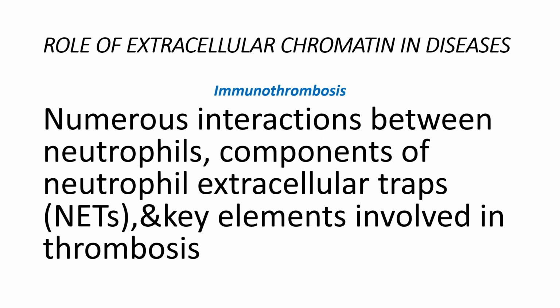There are numerous interactions between neutrophils, components of neutrophil extracellular traps, and key elements involved in thrombosis, such as platelets, serine proteases in the coagulation cascade, fibrinolysis, and the fibrin mesh itself. Neutrophils and NETs engage with these elements through various mechanisms, including receptors located on the cell membrane, effector proteins released from granules, chromatin found in NETs, including nuclear and granular proteins bound to NETs, as well as extracellular vesicles. So they make connection with blood coagulation factors through different ways.